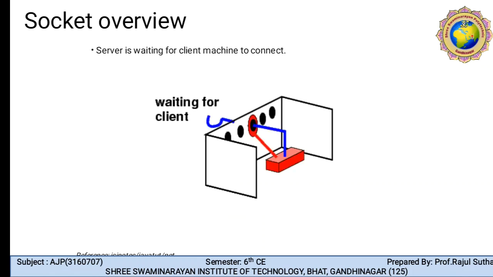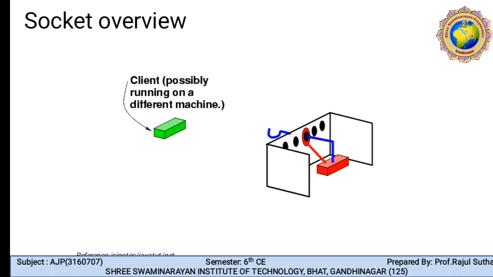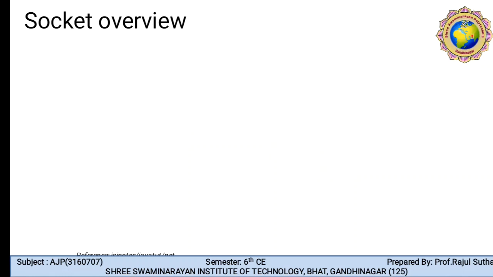Then again the server is waiting for the client machine to connect. The client is possibly running on a different machine. It may be possible that the server works on Unix while the client works on another operating system, Windows 7, 8 or 10.